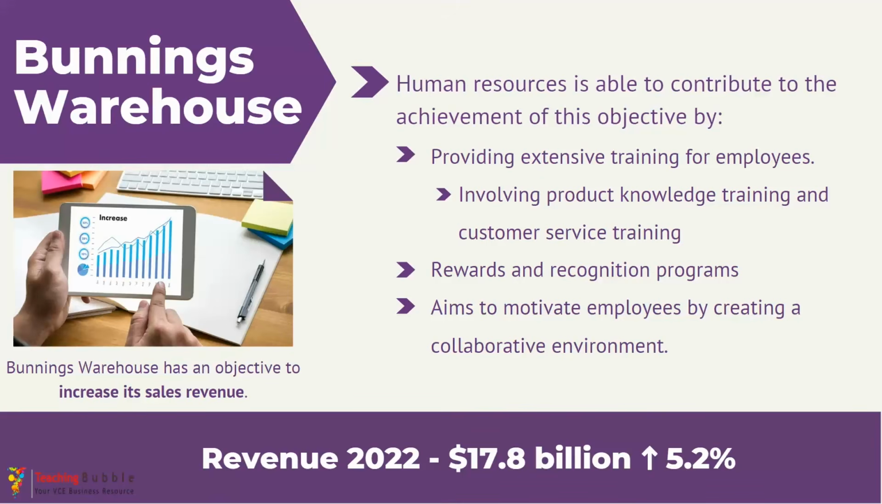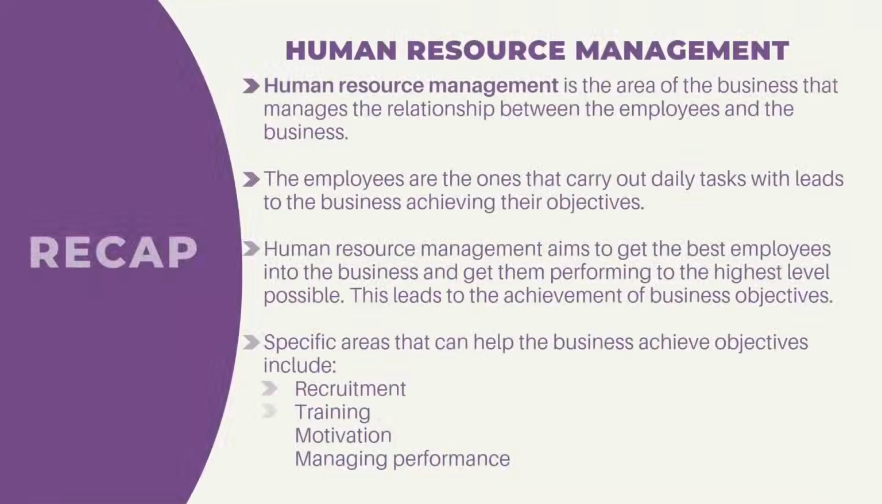So, just to recap, human resource management is the area of the business that's responsible for managing the relationship between the employees and the business. It's the employees that are carrying out the tasks, which leads to the business achieving their objectives. And the area of human resources is aiming to get the best out of the employees and getting them performing to a really high level. And that helps the business achieve their objectives.